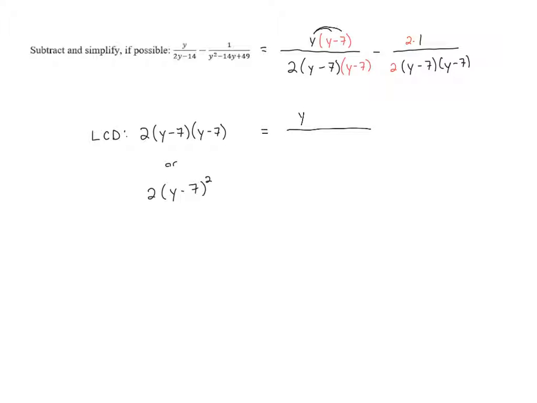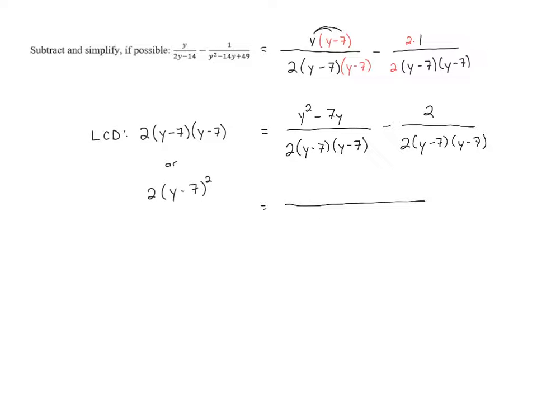Y times y is y squared, minus y times 7 is 7y, all over 2 times y minus 7 times y minus 7. And then we also have minus 2 times 1 is 2, all over 2 times y minus 7 times y minus 7. Now we can do the subtractions. In the numerators, we've got y squared minus 7y minus 2, all over 2 times y minus 7 times y minus 7.